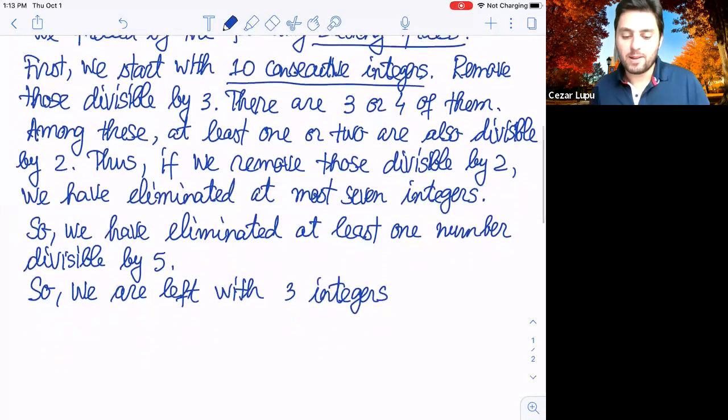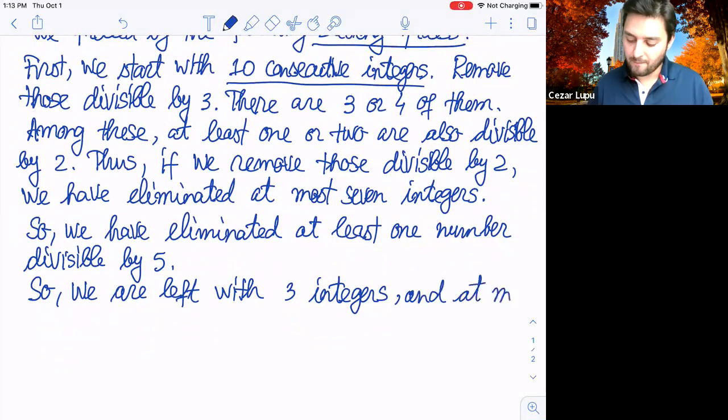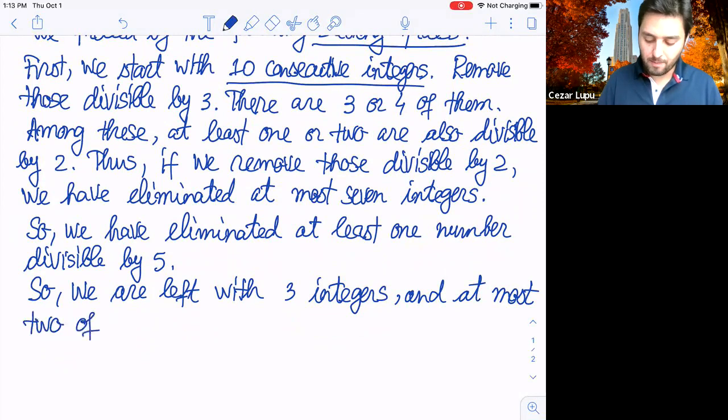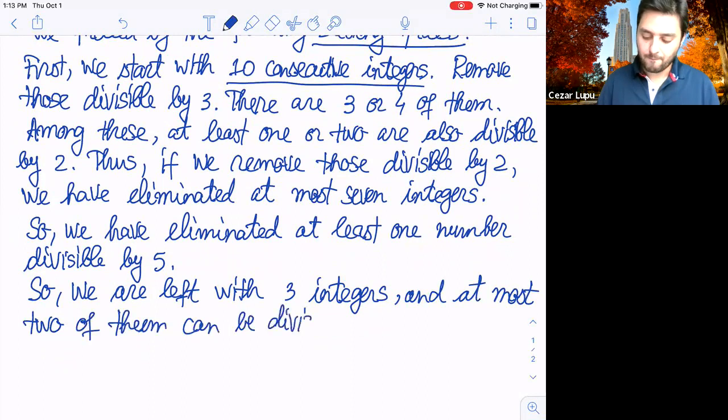Right? Well, and at most 2 of them can be divisible by 5 or 7. And that's it.